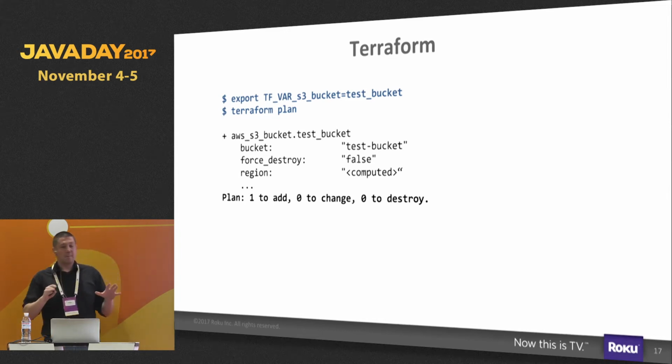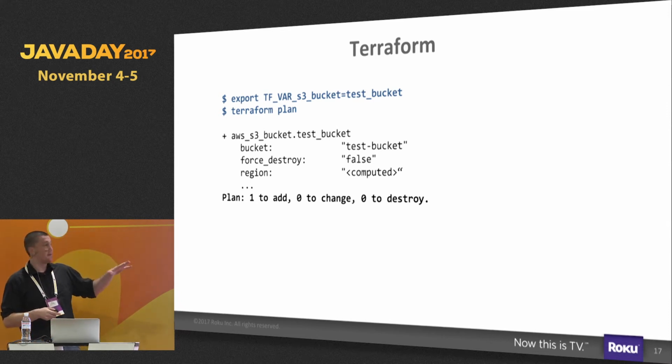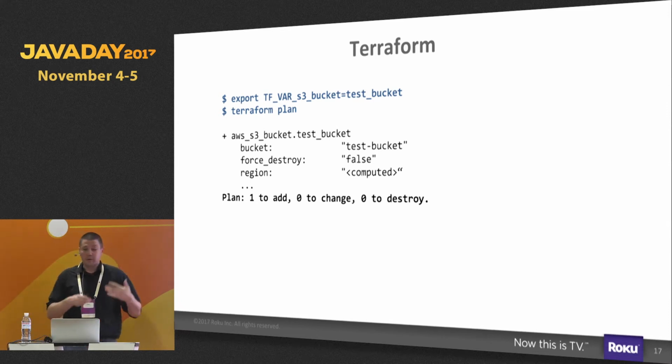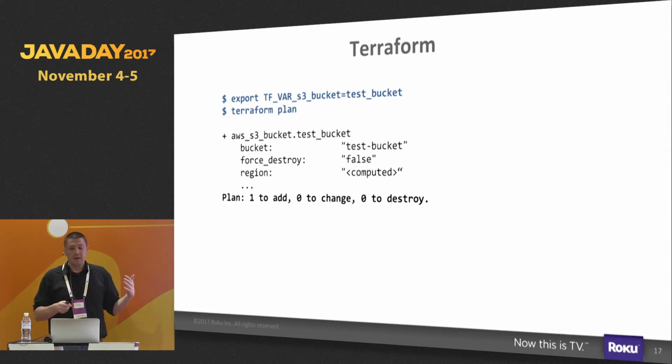If we use our sample file that defines an S3 bucket, if we provide a value for Terraform variable, and if we run Terraform plan, we'll get a list of pending changes here. You can see we're about to add an S3 bucket. We can inspect the properties of this bucket before we actually proceed.